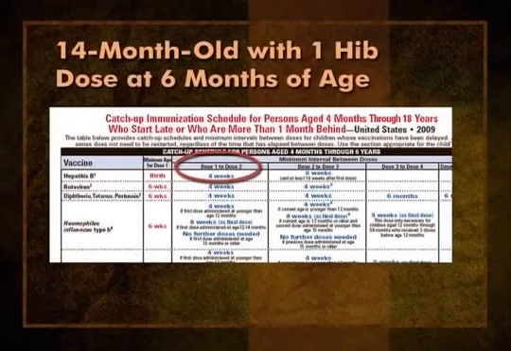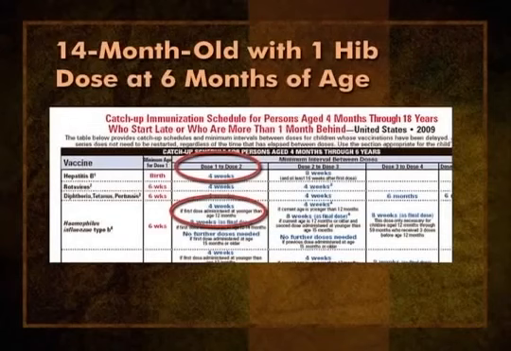Suppose you have a 14-month-old child in your office with a record of 1 dose of Hib vaccine at 6 months of age. The first question is whether the child needs any more doses of Hib vaccine. To determine this, go to the dose 1 to dose 2 column and follow it down to the Hib row. There are 3 entries in the Hib row in this column. The one that applies here is the first one.